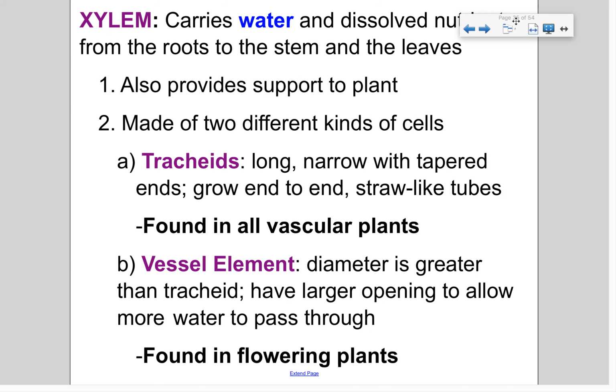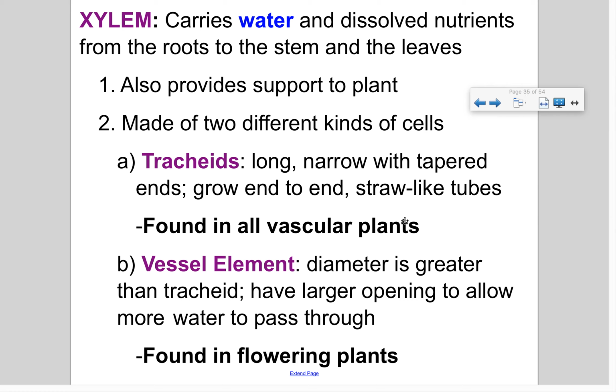So xylem carries water, as well as dissolved nutrients, maybe minerals, from the roots up through the stem to the leaves. So xylem tends to move in an upward direction in a plant. It also provides support to a plant. There are two kinds of cells that make up xylem, the tracheids and the vessel elements.